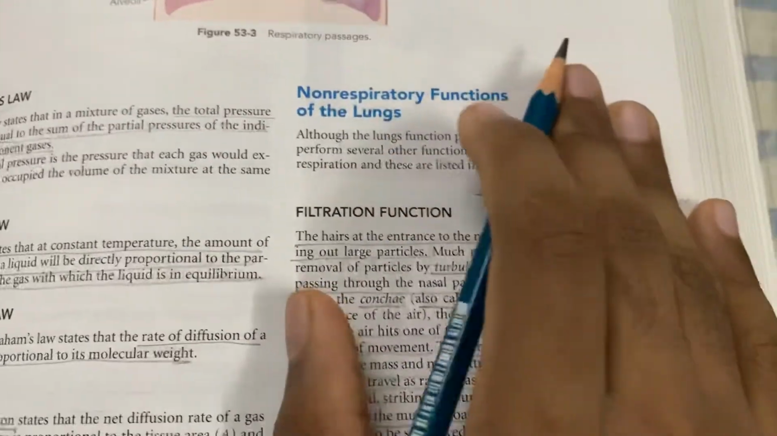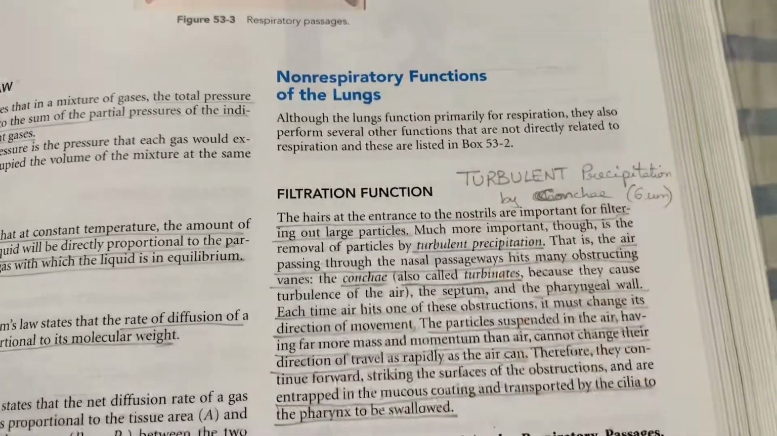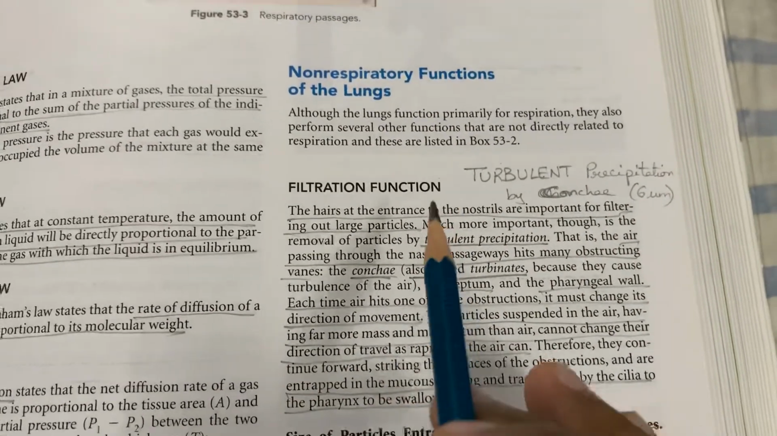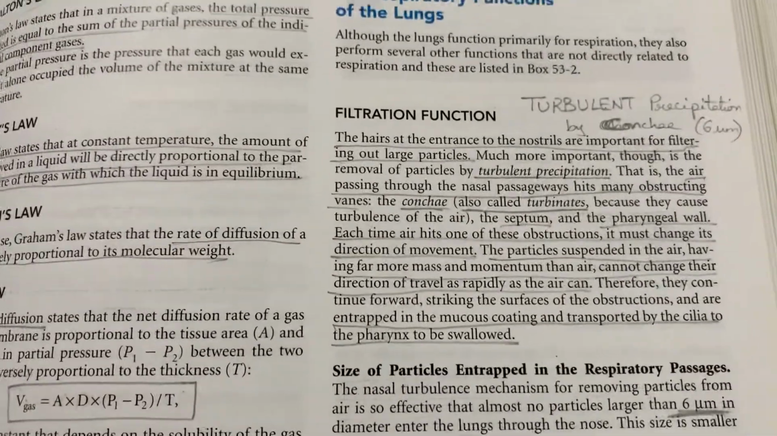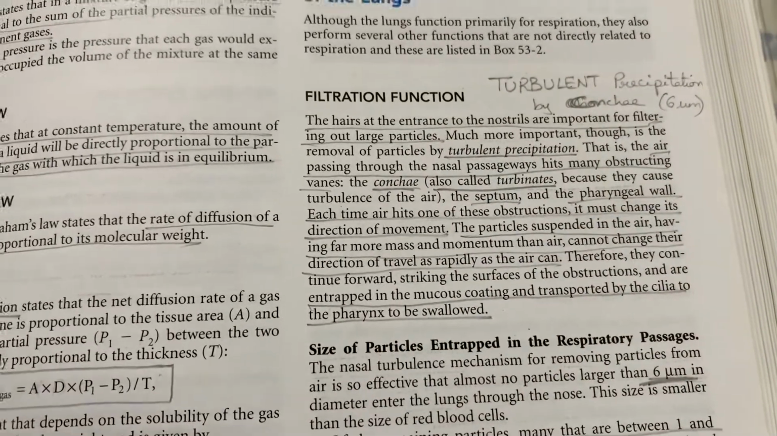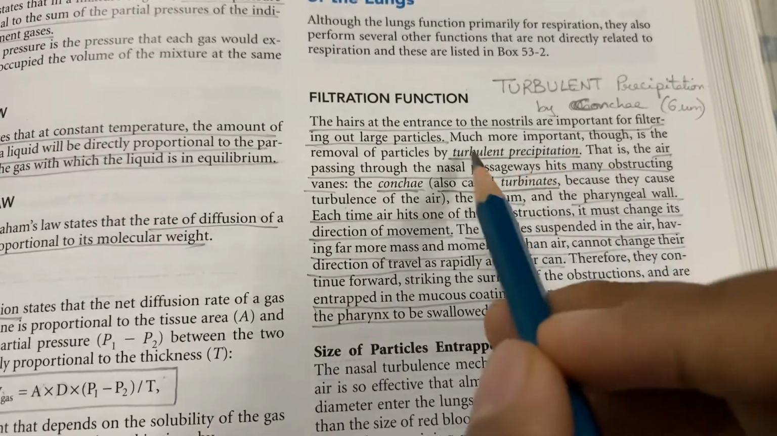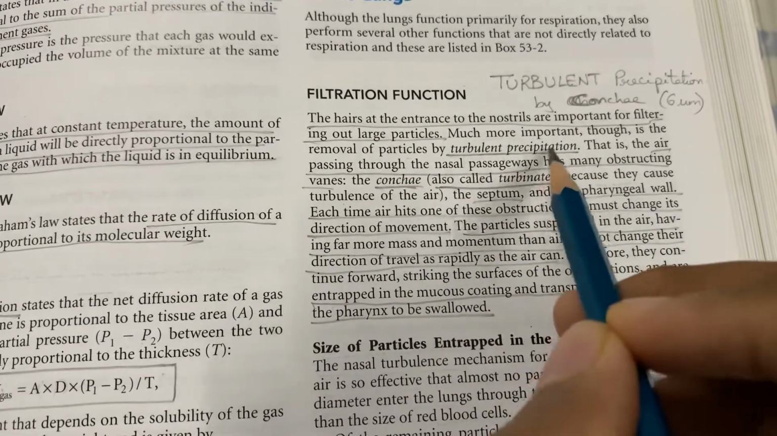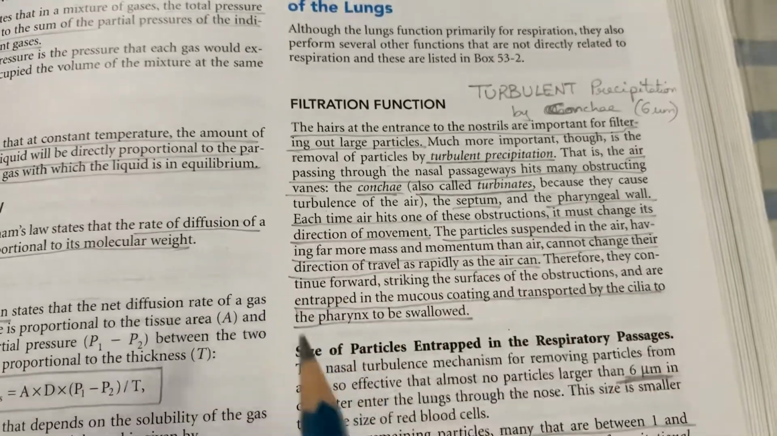Then the respiratory system also has certain non-respiratory functions. That is, the lungs have non-respiratory functions which include filtration functions. So in the nose, we have certain hairs, right? The hairs at the entrance to the nostrils are important for filtering out large particles. And more importantly, there is removal of particles by turbulent precipitation. So we have the conchae, right? The internal nares and all that.